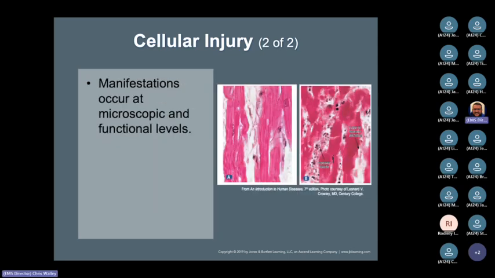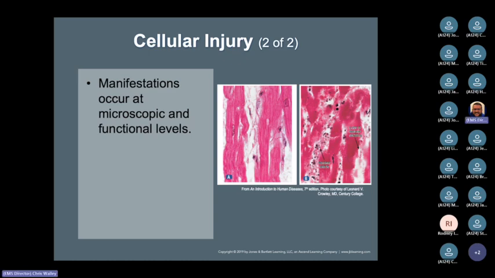Manifestations of cellular injury occur at the microscopic level. This is definitely not something we're going to see all the time. Some common microscopic abnormalities are cell swelling, the rupture of cell membranes and nuclear membranes, and the breakdown of nuclear material, such as chromosomes. Some of the functional disturbances that we will see will be insufficient oxygen utilization, intracellular acidosis, and toxic waste accumulation.